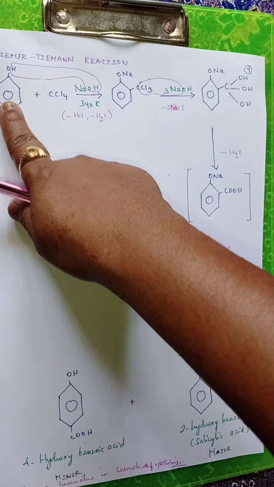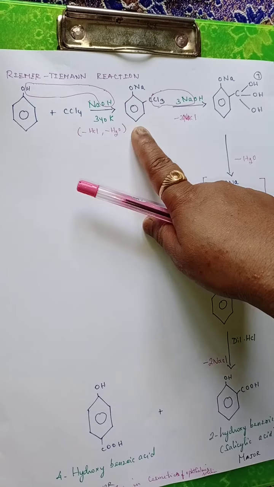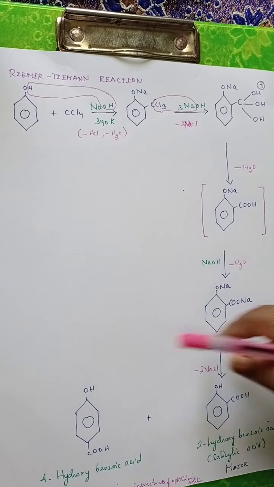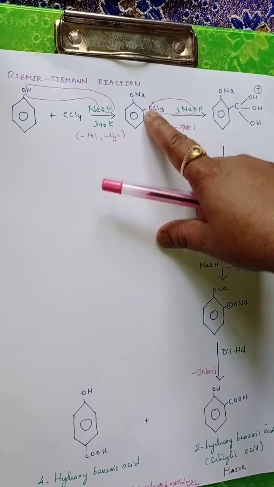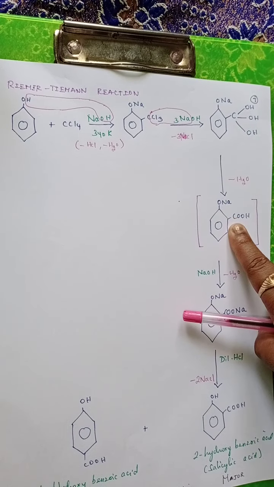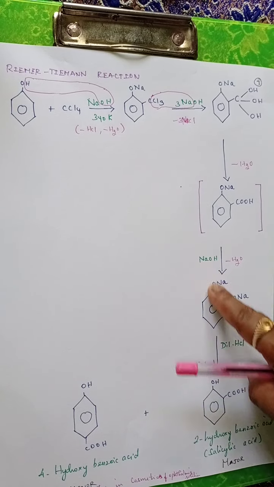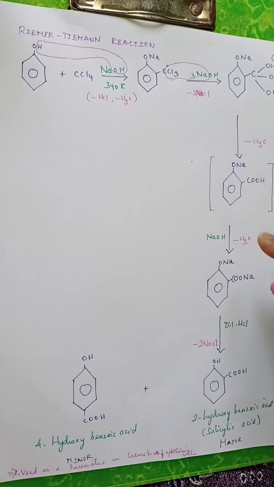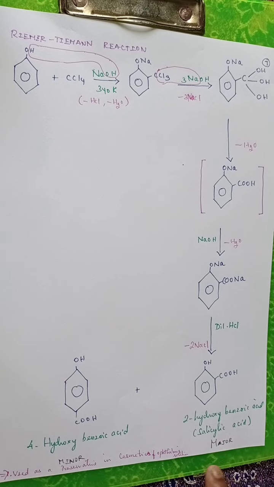So the phenol reacts with carbon tetrachloride. This leads to the intermediate, and on hydrolysis, like the previous one, all three chlorines are replaced by OH groups from the NaOH. On dehydration you get this as an intermediate. This intermediate again on hydrolysis gives ONa and COONa on the benzene ring. This is also an intermediate which leads to the acid, the product called salicylic acid.